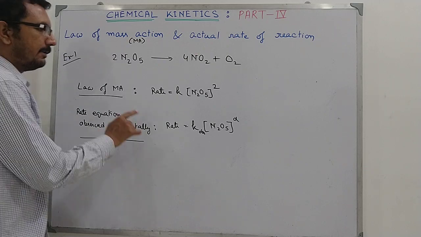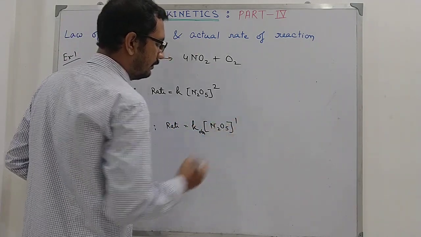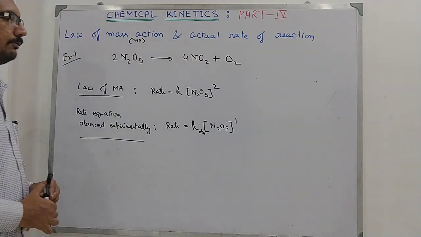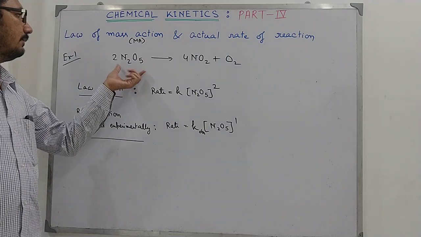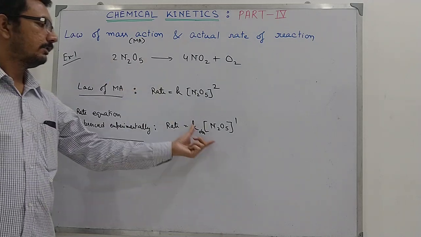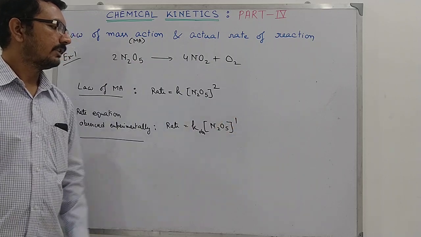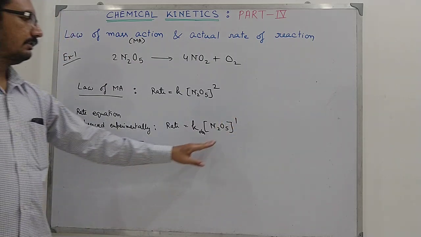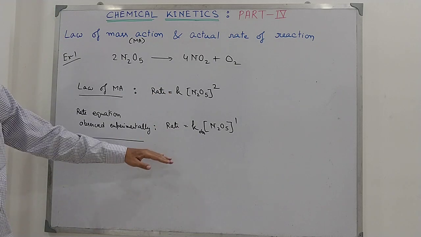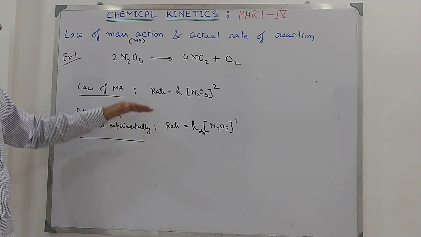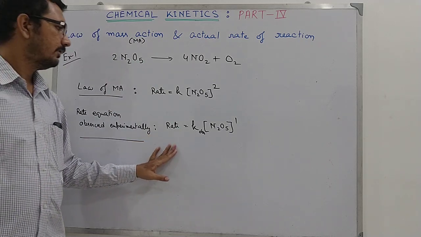Now upon performing the experiment, it was found that the order of the reaction is 1. That is, the reaction depends on the first power of the concentration of the reactant. So there is a mismatch, you see, between the law of mass action and the experimentally observed rate equation.